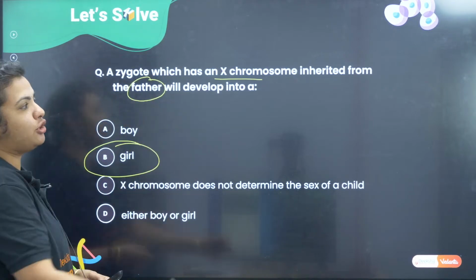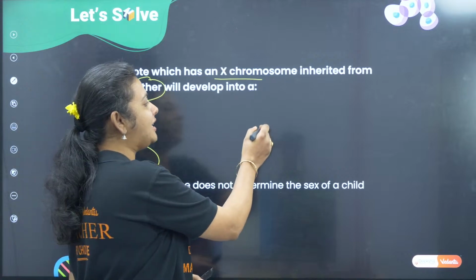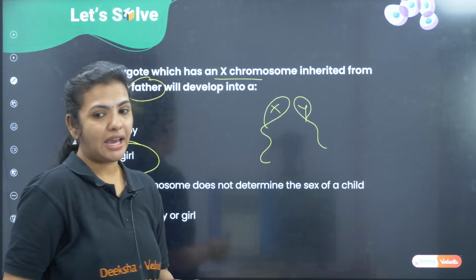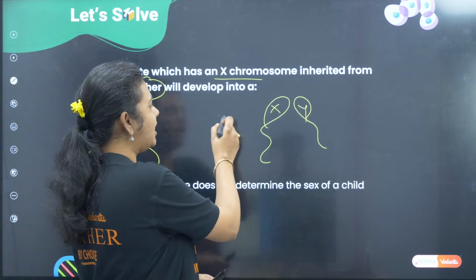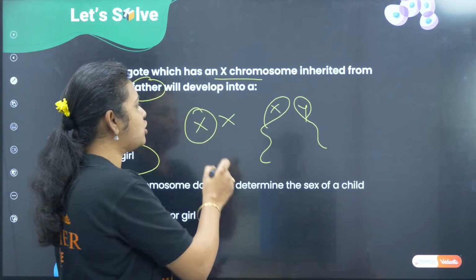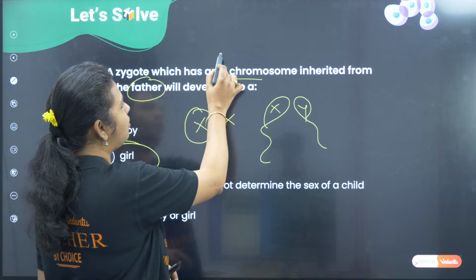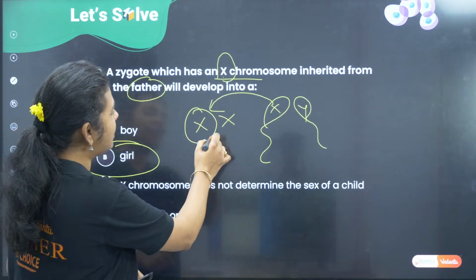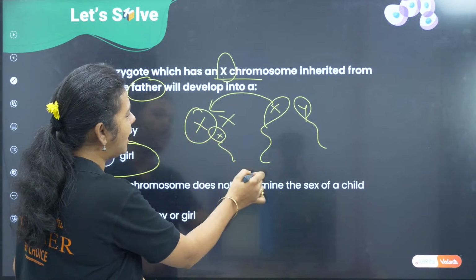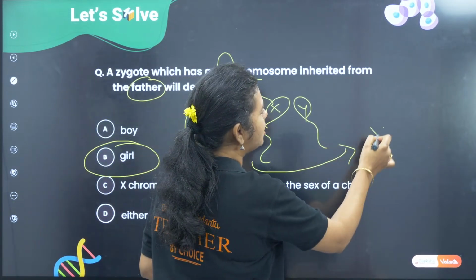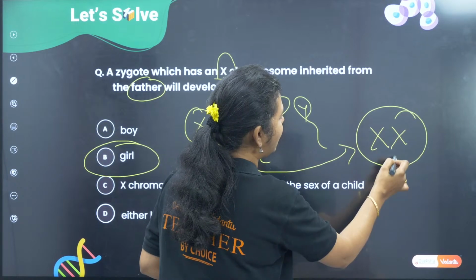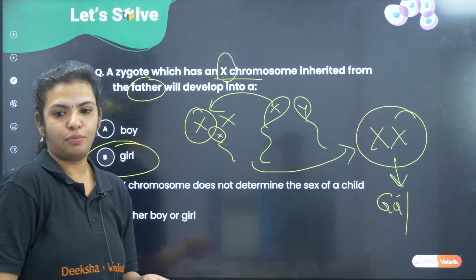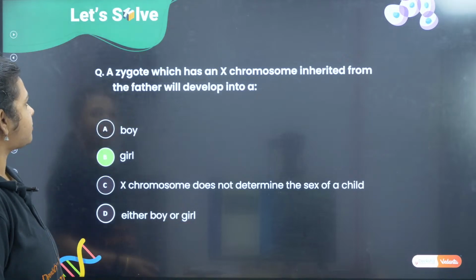The child is going to be a girl because we know that sperms are going to have X as well as Y. Correct? So the egg is going to have only the X chromosome. Here the question is talking about the sperm giving the X chromosome. So when the X chromosome fuses with the egg, I am going to give rise to a zygote which has XX. That is a characteristic of the girl child. Super. All of you have got it right.